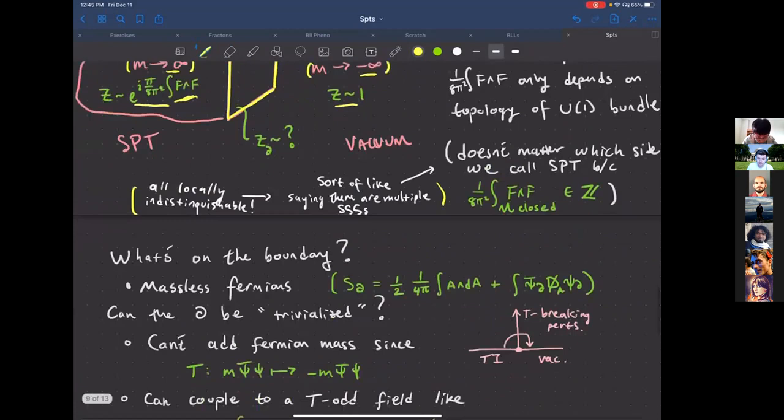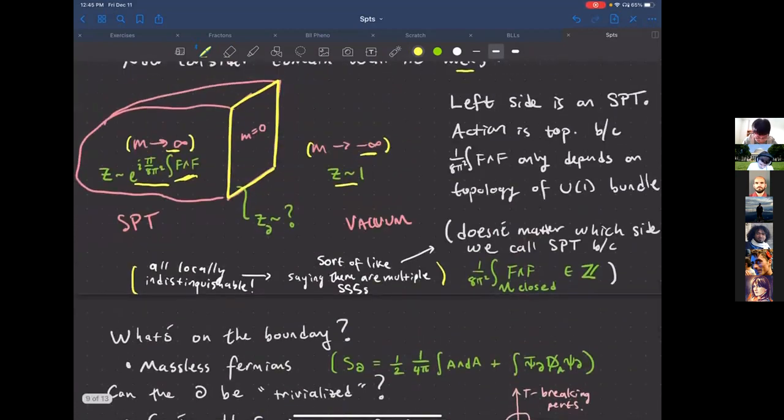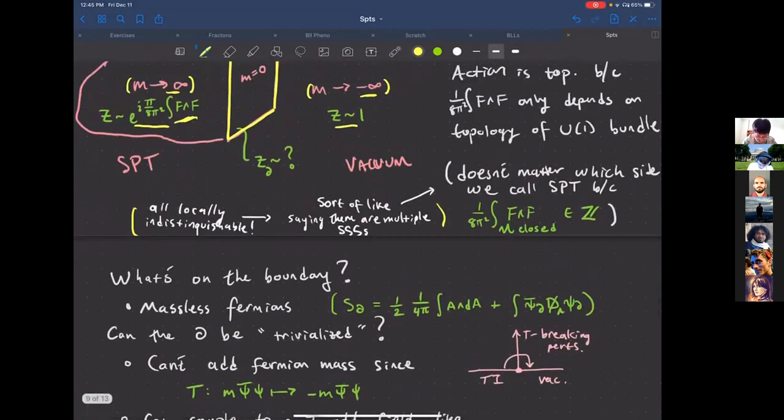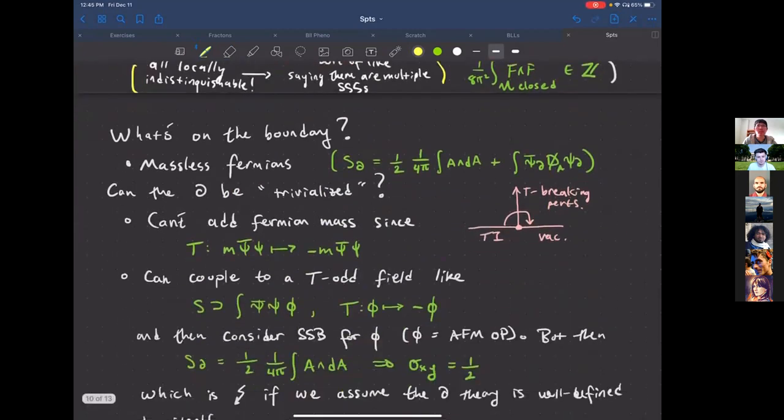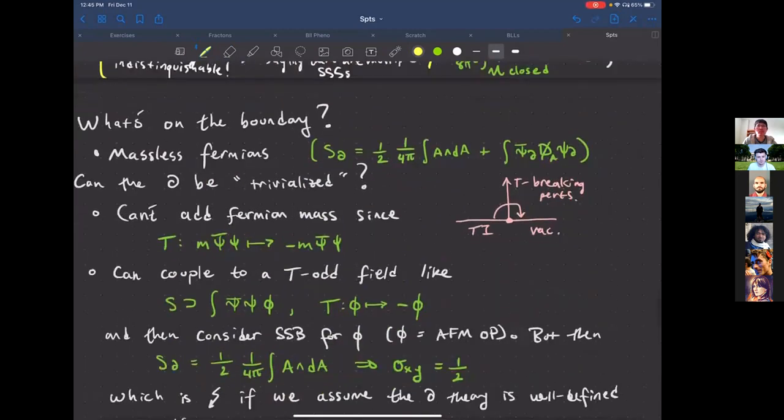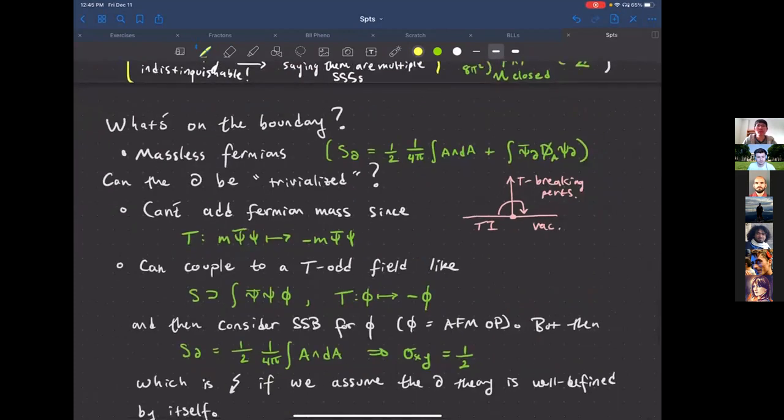So what is the boundary in this example? Well, I'm considering a domain wall where the mass goes from infinity to -infinity, right? So at the boundary, the mass is 0. In particular, what this means is the action of the boundary, if we just focus on the boundary, is given by this. So psi boundary is the field restricted to the boundary.